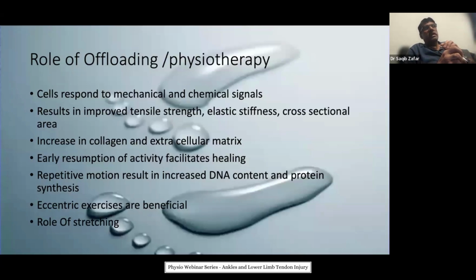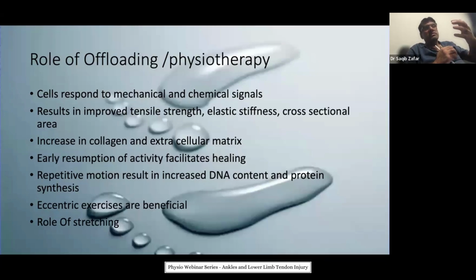Tendon cells respond to both mechanical and chemical signals. That is why the trend has been, if there's any tendon rupture, to repair the tendon or early rehabilitation or early mobilization, because there has been considerable evidence to suggest that early mobilization responds to better healing, less scar formation, and better tendon properties.